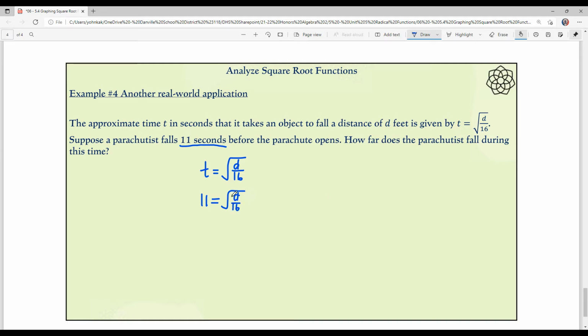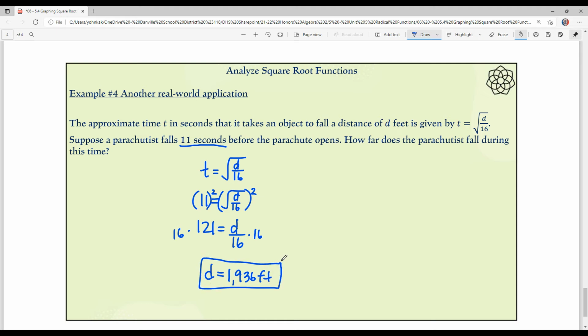Now, in order to get into the square root function, to get to the letter, I need to square both sides. So 11 squared is 121. And I'm left with d over 16 on the right. To solve for d, I'm going to multiply both sides by 16. So that gives me d equals 1,936 feet. So if a parachutist falls for 11 seconds, then they fall for a little over 1,900 feet.